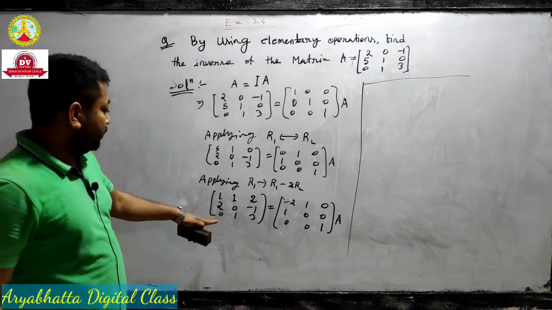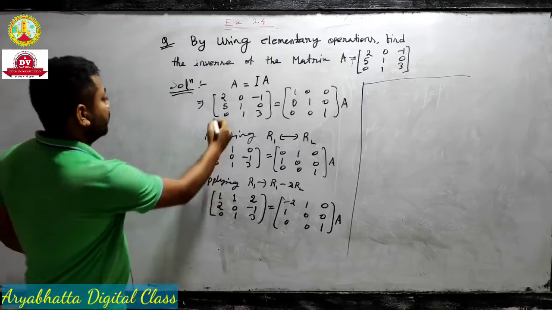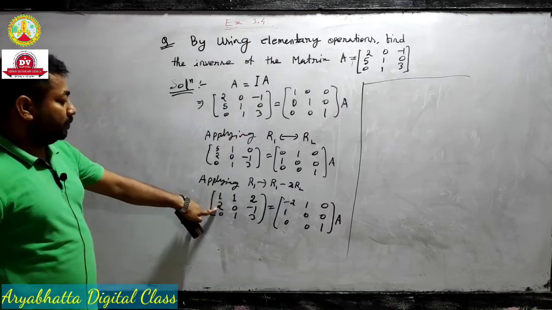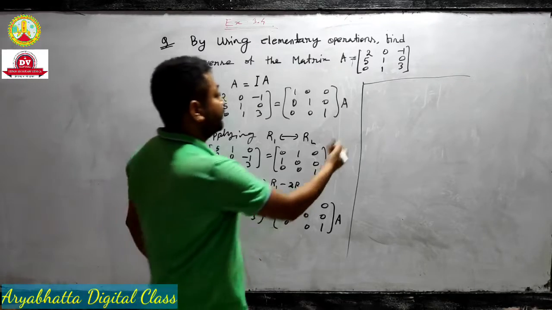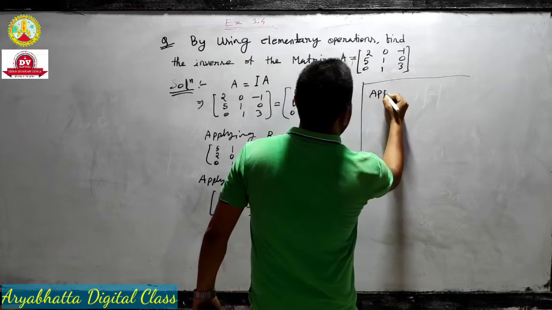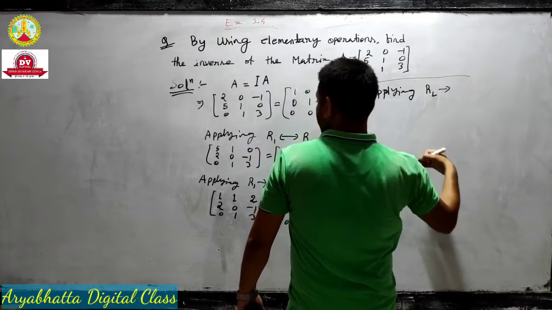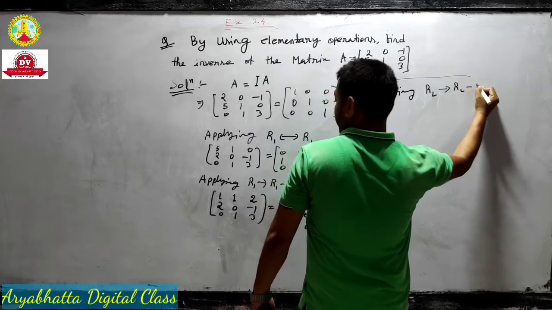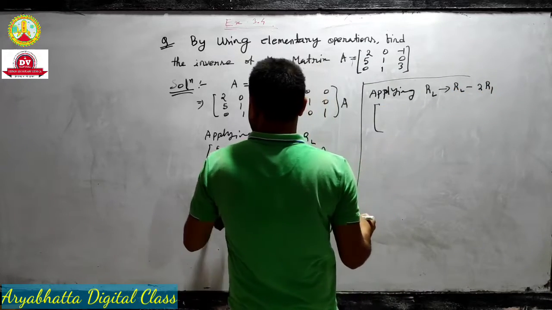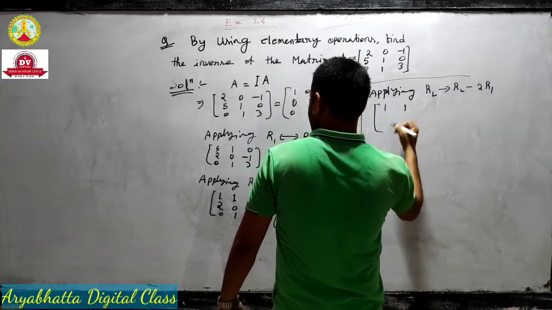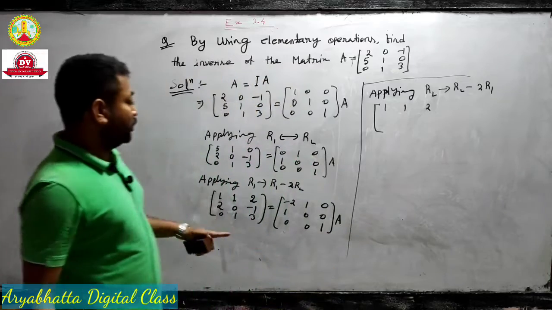Next, for these elements we have to make them equal to 0. Therefore, we are applying R2 tends to R2 minus 2 into R1. Then we have R1 does not change, 1, 1, 2. Next, R2 minus 2 into R1.